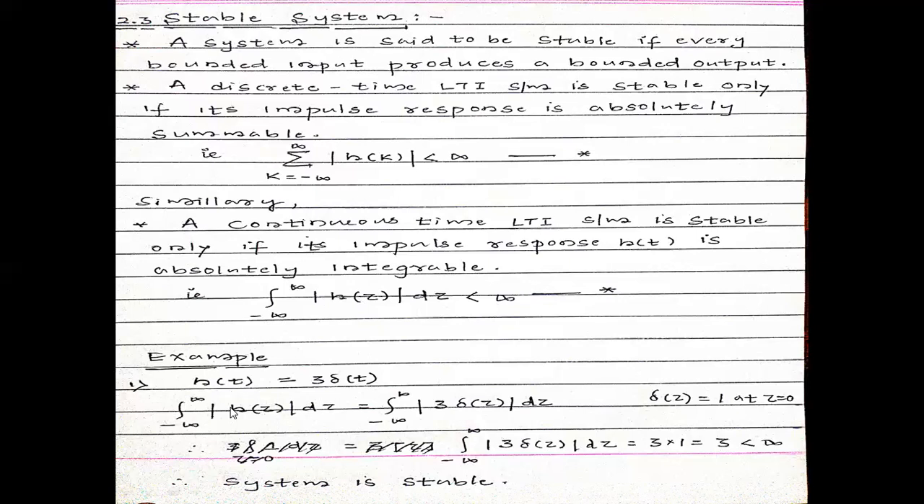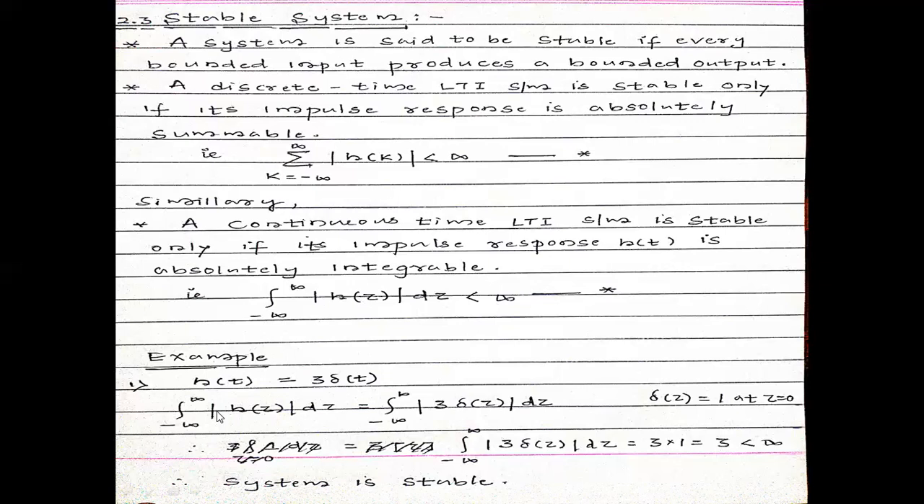So let us see one example. h of t is equal to 3 times delta of t. It's very simple. And in the next video, we are going to discuss more examples on these three properties. So here h of t is given, that is 3 times delta of t. Now we have to determine whether this system is stable or not. Since it is the impulse response of a continuous LTI system, it should be absolutely integrable, then only you can say this system is stable.